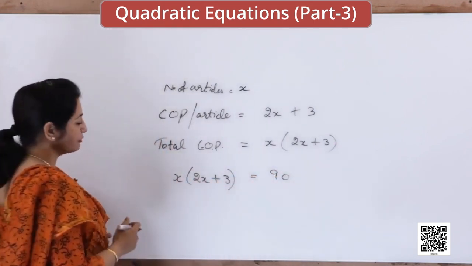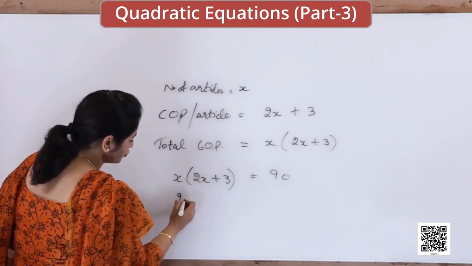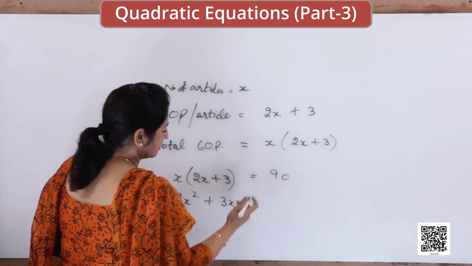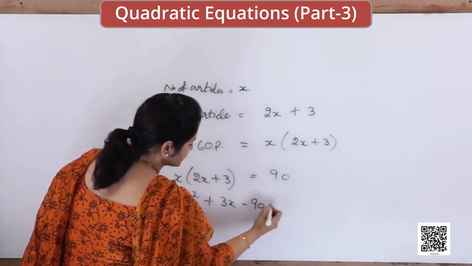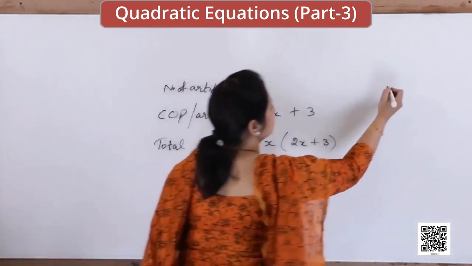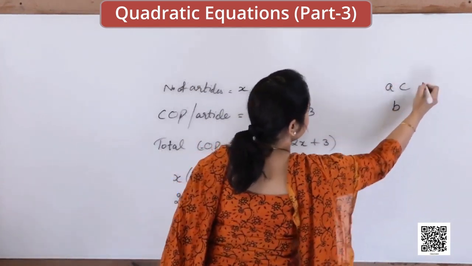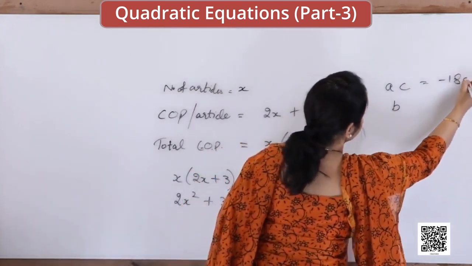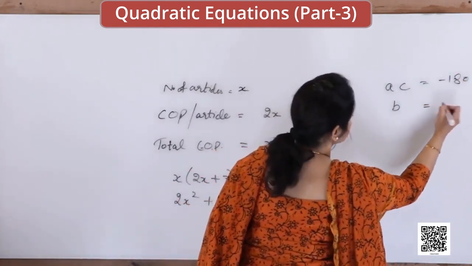From here we get the value of x. Multiplying this, we will get 2x square plus 3x. Now 90 will come to the LHS and become minus 90 equals to 0. So here we can find out the value of A, C and B. AC will be minus 90 into 2, that is minus 180, and B will be plus 3.